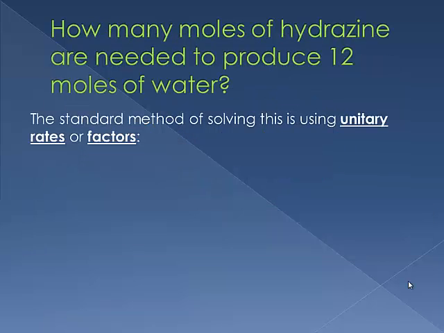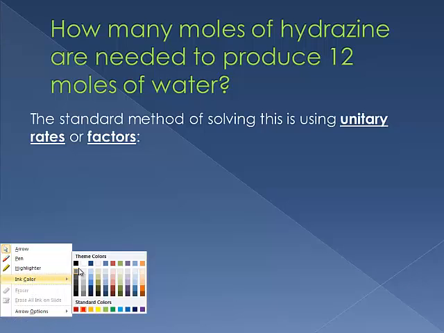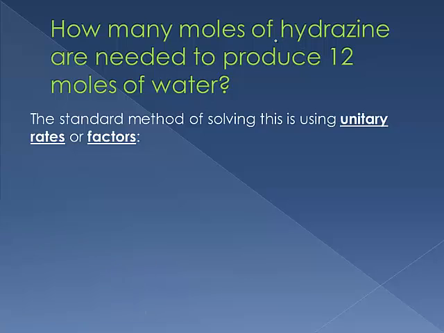Now, how you identify that you have a stoichiometry question is that you are asked about 2 different chemicals in the same question. An example of this would be: how many moles of hydrazine are needed to produce 12 moles of water? Notice in one part of the question I'm asked about hydrazine. In a later part I'm asked about water, and that's the indicator that I'm looking at stoichiometry.